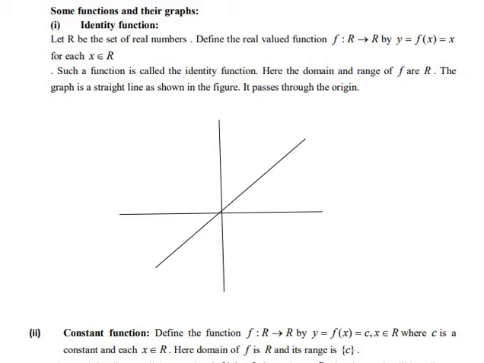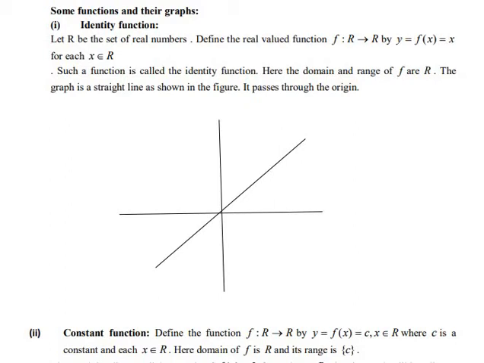Now the definition is f of x is equal to x. That means if I take any element x, the image of x under f is again x for each real number x. That means if I take a real number, suppose 1, then f of 1 is again 1. If I take 10, then f of 10 is 10. If I take minus 2, then f of minus 2 is again minus 2.